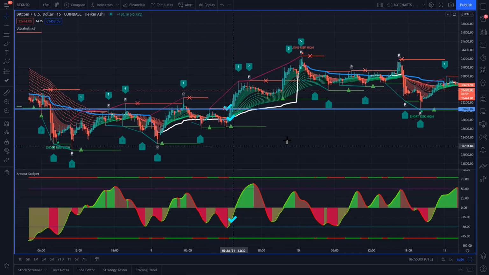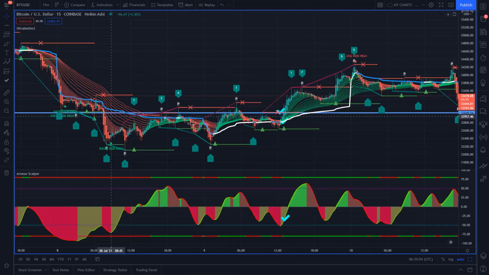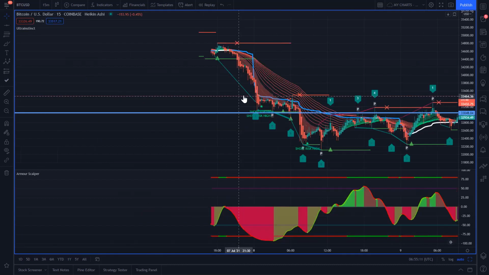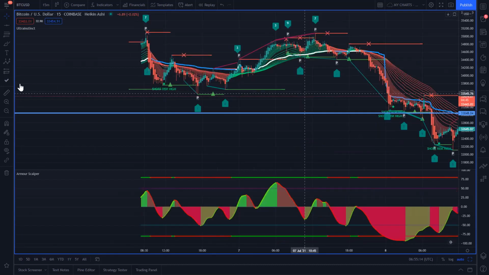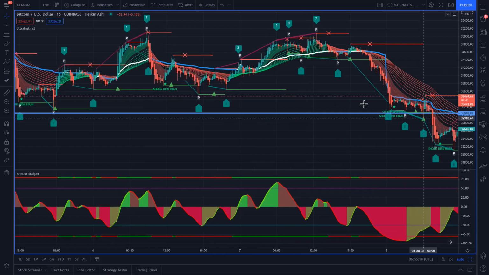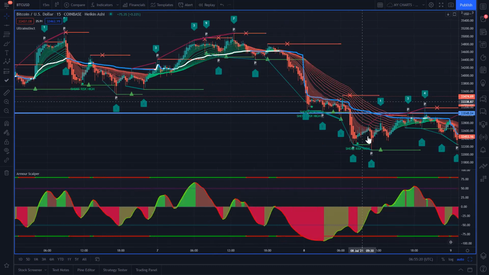Now this 33,000 resistance was so strong, price tried multiple times to break through, and then finally it broke from here, and it was a strong support back then. Price tried multiple times to break this but failed, and finally it broke and candle closed below it, and then we shorted from here.